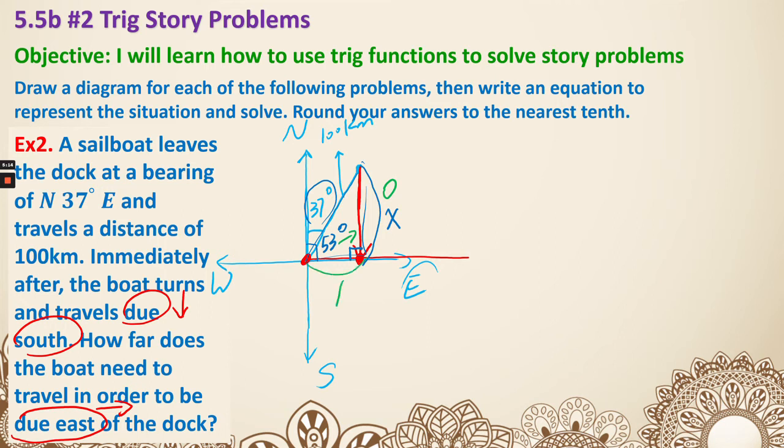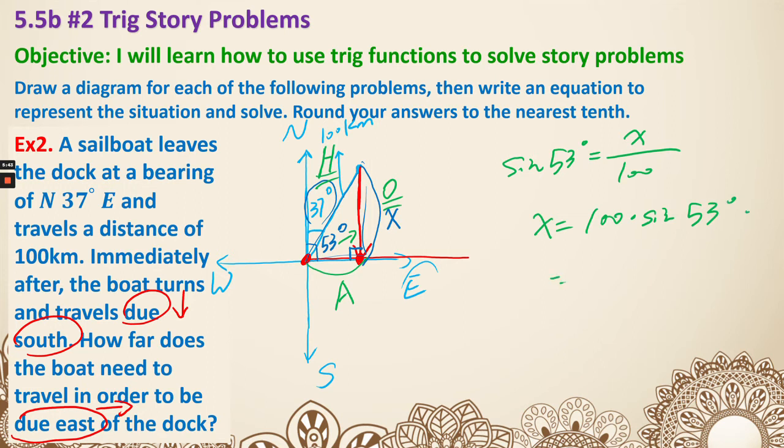This little portion is adjacent, and then of course the 100 kilometer is the hypotenuse. So since we're trying to use opposite and hypotenuse, we can use sine. Sine 53 degrees is going to be opposite, which is our x, over our hypotenuse, which is 100. And then of course I'm going to multiply both sides by 100. So x equals 100 times sine 53 degrees.